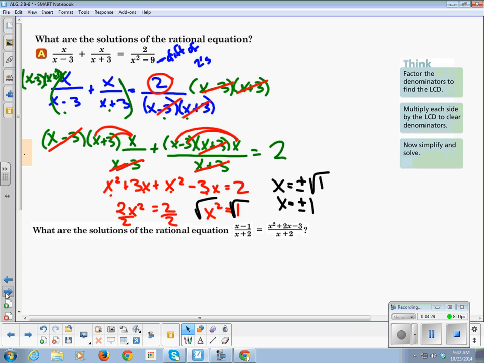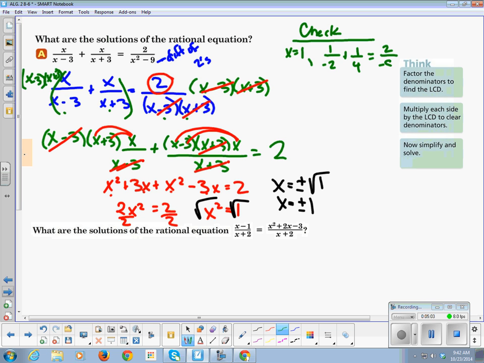So this is where extraneously we've got to look at if the answer works or not. So we need to do a little check. So we're going to check x equals 1. Everywhere there's an x, we're going to put 1. So it's 1 over 1 minus 3 plus 1 over 1 plus 3 equals 2 over 1 squared minus 9. Negative 1/2 plus 1/4. This is 2 over 4. Negative 1/4 equals negative 1/4. So x equals 1 checks out.